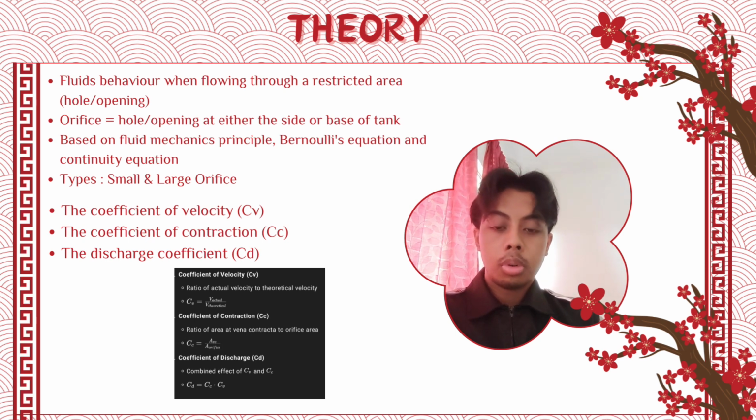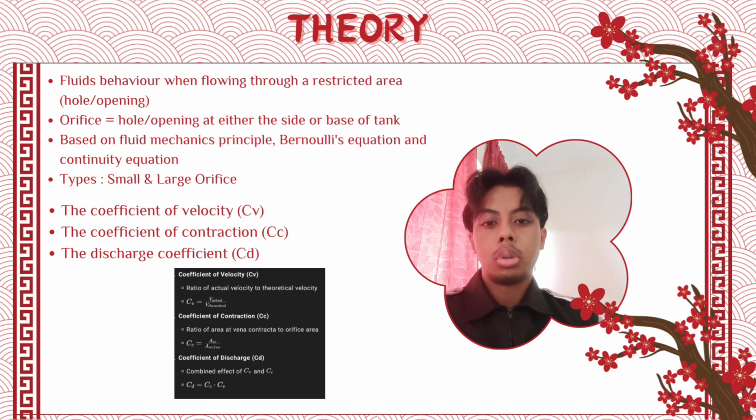There are two types of orifice, which are small and large orifice. The difference between these two is just the size of the opening. There are a few equations such as coefficient of contraction, velocity, and discharge coefficient. The coefficient of contraction shows how much the water stream gets smaller after flowing through the hole compared to the size of the hole itself. The coefficient of velocity shows how close the actual speed of water coming out of the hole is to the ideal or calculated speed. The discharge coefficient is a dimensionless number that shows how much actual flow passes through an opening compared to the ideal or calculated flow.